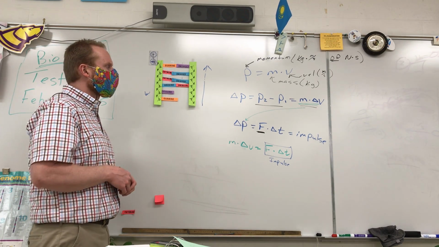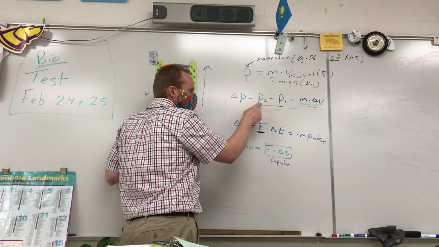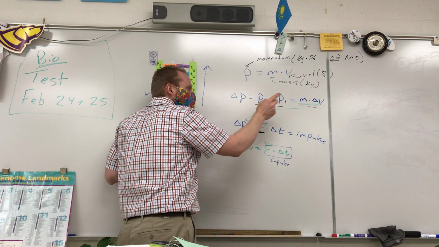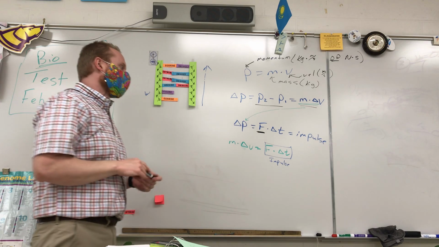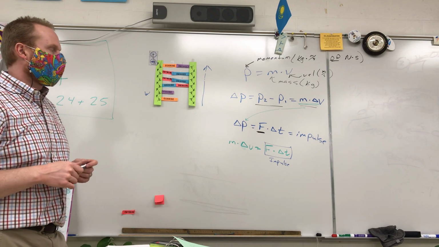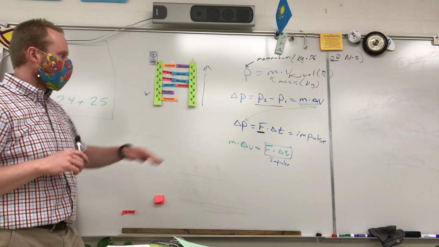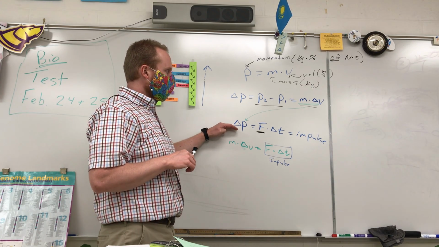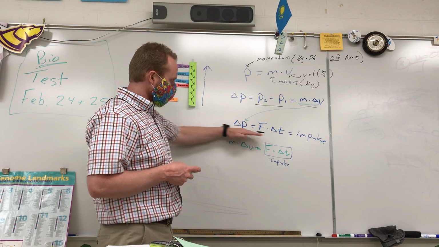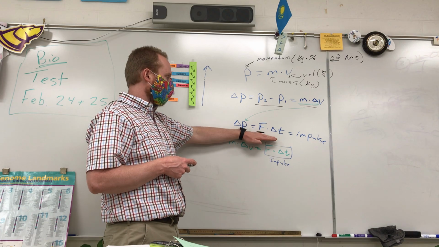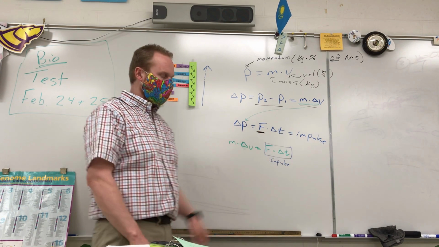But when we talk about change in momentum, on your formula sheet, it says it like this: change in momentum is equal to P2 minus P1. I'm writing this on the board because in the video that I asked you to watch by Bozeman Science, he derived the momentum impulse theorem from Newton's second law. This is what I refer to as the momentum impulse theorem: delta P is equal to F times delta T, which is equal to impulse. That's how I have it written on your formula sheet.